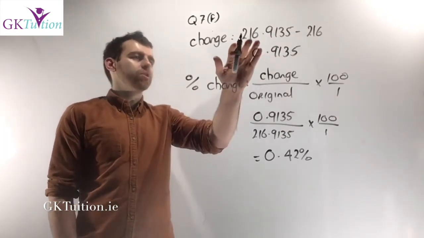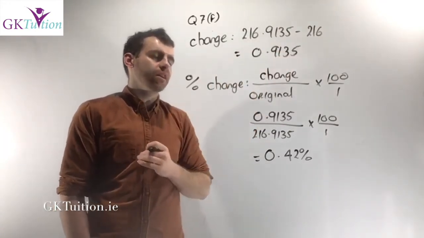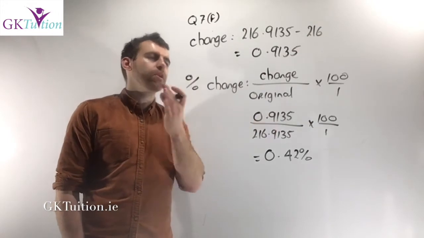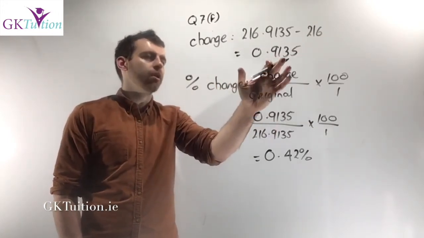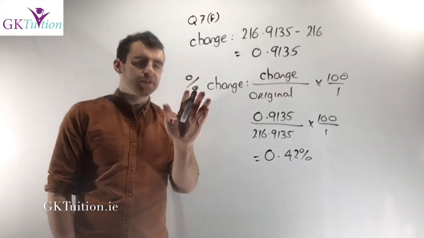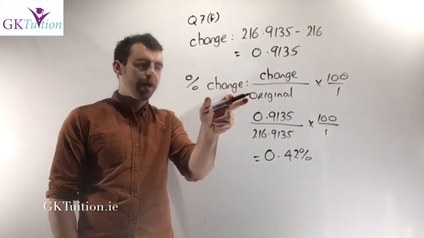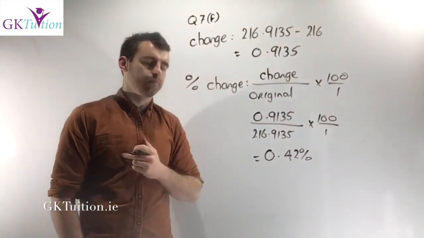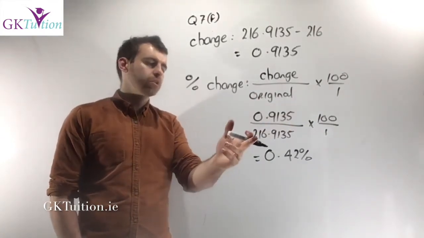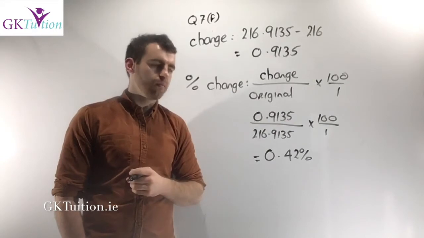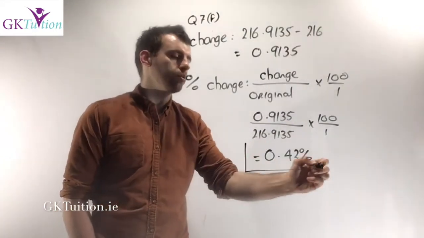The maximum volume was 216.9135. And that is now changed to 216. So if I subtract the new one from the old one, the actual change in terms of centimetres cubed is 0.9135. To get the percentage change, it's the change divided by the original maximum volume, times 100 over 1. In this case, the change was 0.9135 and the original was 216.9135. If I multiply that by 100 over 1, I get it as a percentage, and it works out as 0.42%.